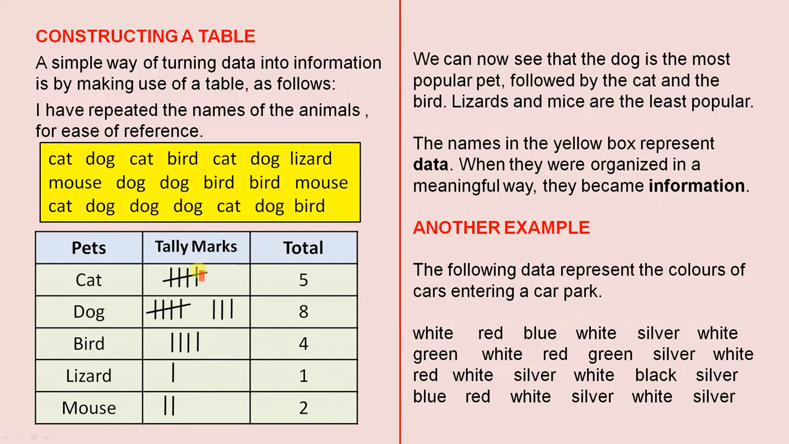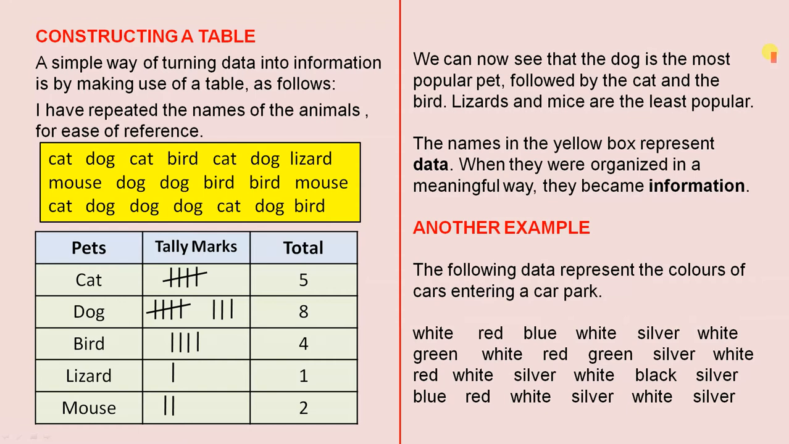And this is a neat way of doing 5. So you just put 4 strokes and the 5th stroke goes along there. That way it's easy to count at the end because we know that's 5. That's 5 plus 3 is 8. That's 4, 1 and 2.